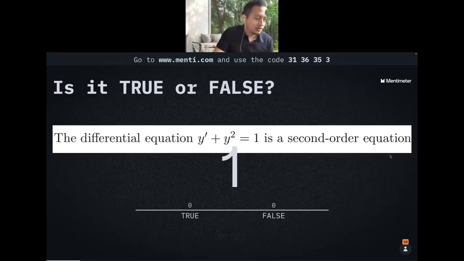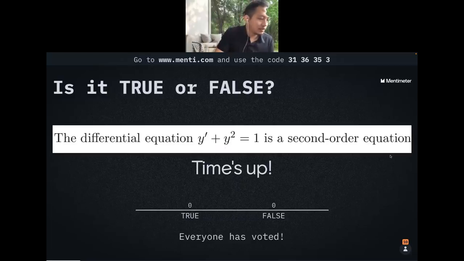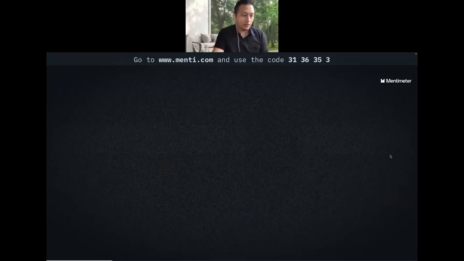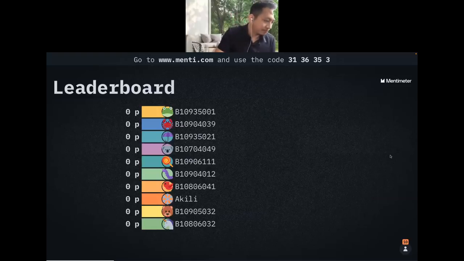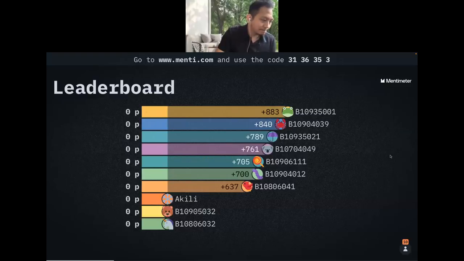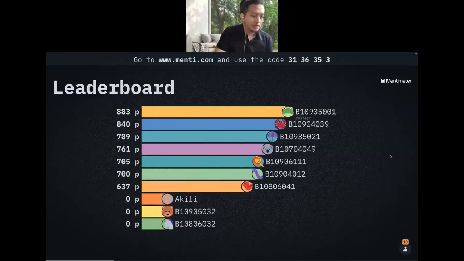6, 5, 4, 3, 2, 1. Okay, answer. Yes, it's false. It's non-linear, but it's the first order. The derivative on the first derivative. Okay, good.